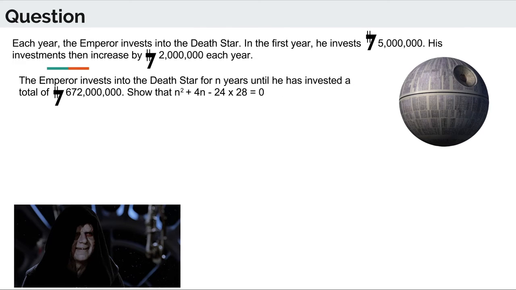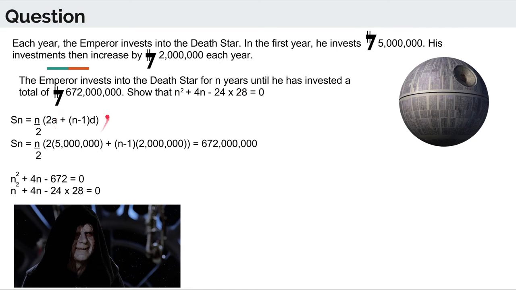The Emperor invests into the Death Star for n years until he has invested a total, keyword total, of 672 million credits. Show that n squared plus 4n minus 24 times 28 is equal to 0. So for this, we use the formula S of n is equal to n over 2, 2a plus n minus 1d, because this is working out how much he invested in total. So we use the sum formula. We substitute in values for a and for d, which we worked out.